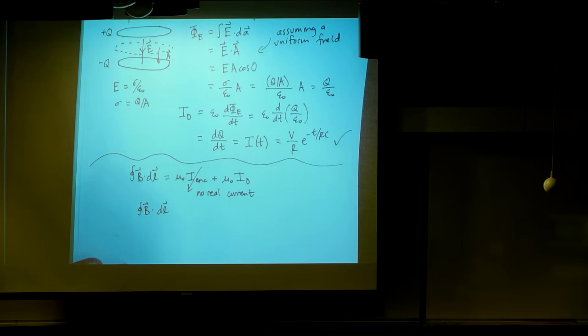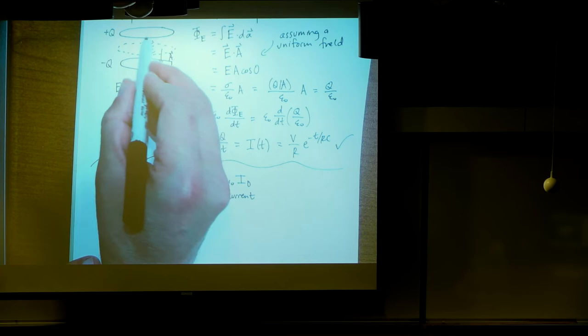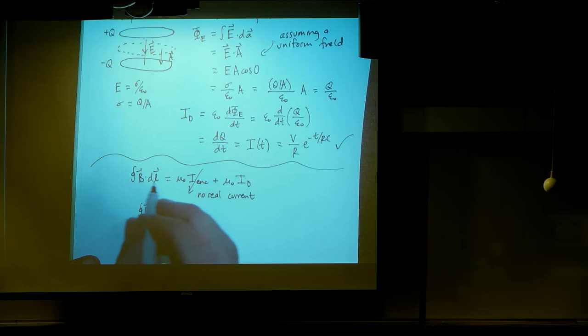B times 2 pi r? Yeah, let's think about it. I know my B field loops around just like this little dashed line is looping around the center of the plates. And so for my dl, I could just think of that as a little bit of displacement along that loop.